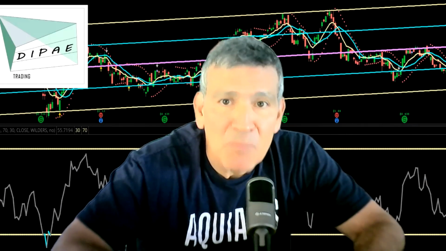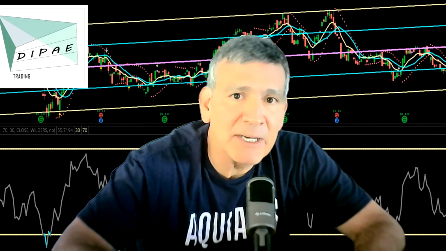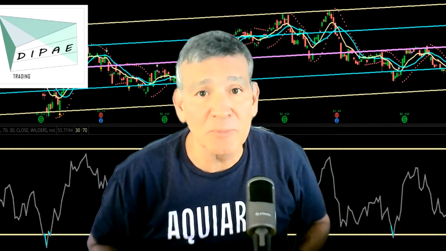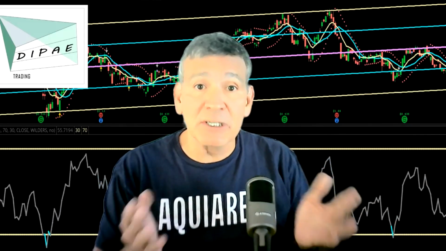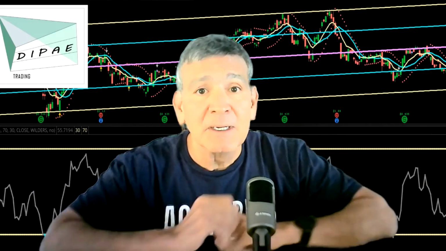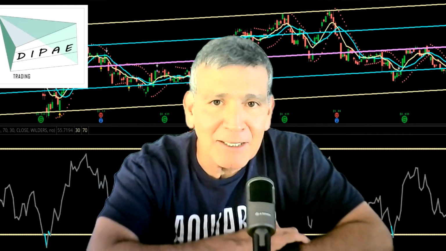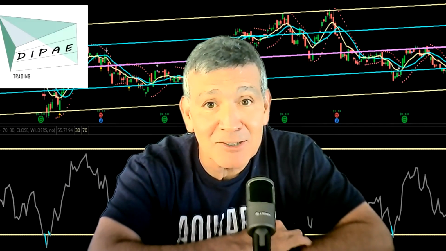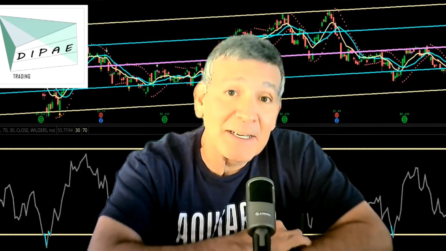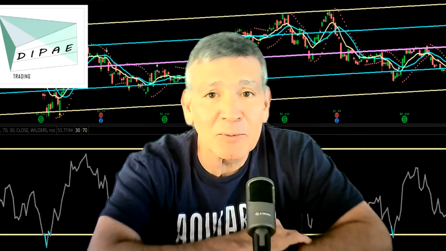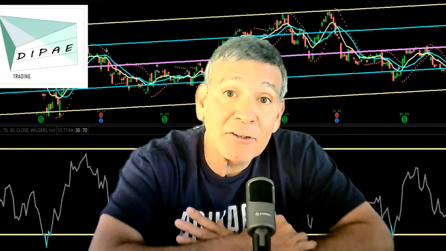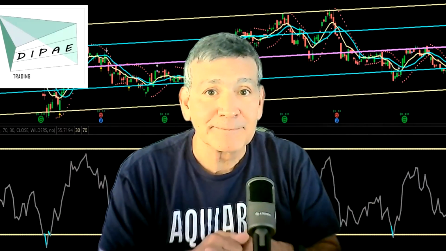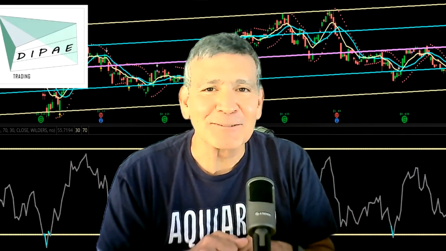The RSI is a momentum oscillator that measures the speed and change of price movements and oscillates, or moves up and down, between 0 and 100. The calculation is not complicated, but an explanation could take up to several minutes. So let's just suffice it to say it basically takes the averages of upward price changes versus the averages of downward price changes. Voila. So let's get into it.